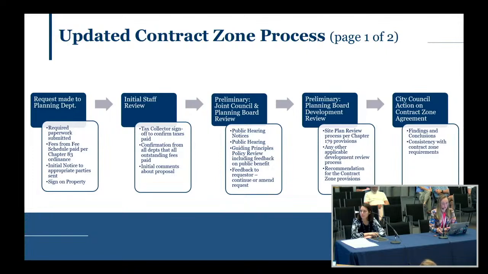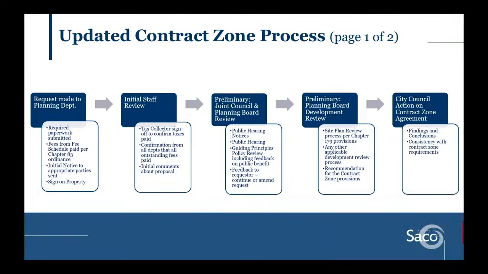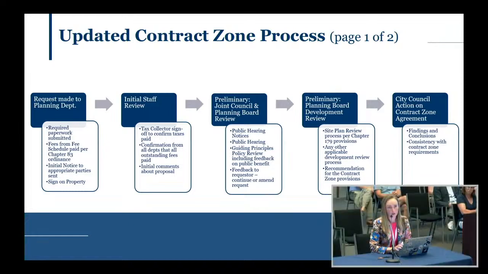Assuming that's a successful joint planning board meeting, and you could have multiple meetings, you don't have to be done in one night with your business, then the applicant, the requester, would move on to a preliminary planning board development review process that would be specific to contract zones. So we would still require a site plan review process, just like we are under Chapter 179 provisions. We would have any other applicable development review process in the mix as well, just like we do now. And then there would be a recommendation from the planning board as well, so they'd finish their preliminary work and then give a recommendation back to council on any contract zone provisions that should be considered before final agreement.